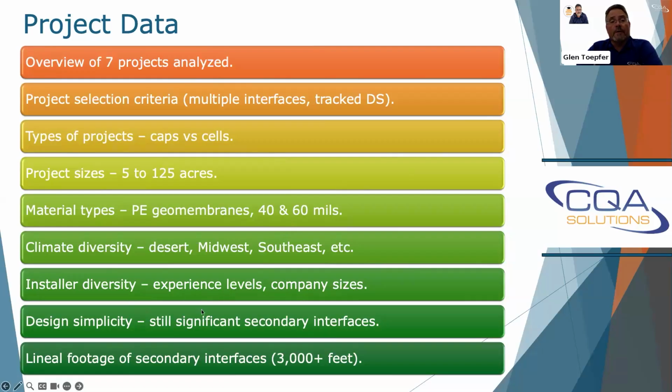The design is one of these things that you get your panel layouts from the installer to approve. You can look at those and see if there's ways to minimize these secondary interfaces. You may not need to be stuck with as much of these seams if you look at the design, or the panel layout from the installer. And yeah, the secondary interfaces on all these projects were 3,000 feet or more.